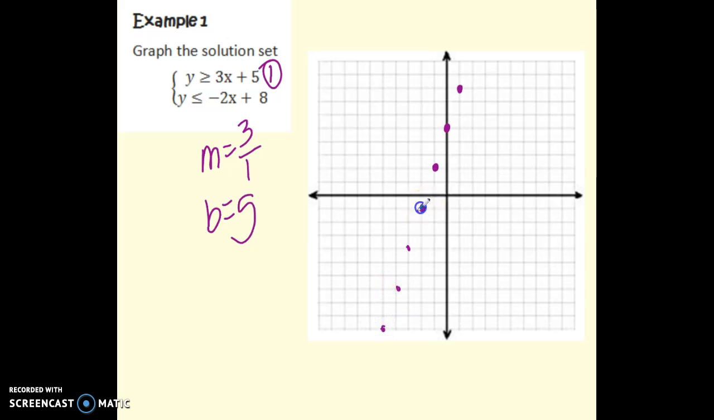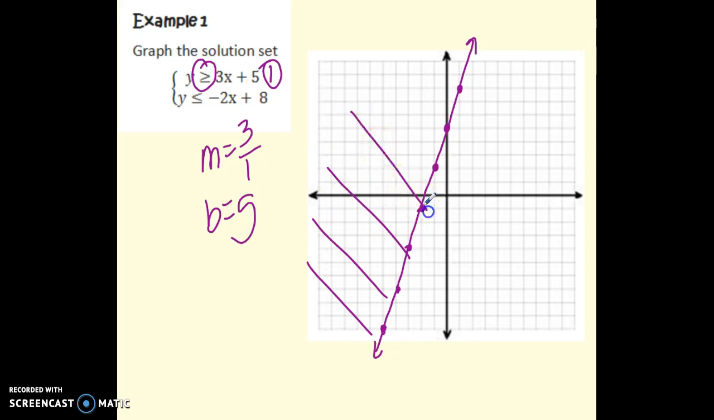And now don't just draw a solid line, because it's an inequality. So you need to look at the symbol. This says greater than or equal to. Or equal to means it's solid. Greater than, so which direction do we shade? Greater than is above, so we shade above the line. And we're going to remember to label it. Then we're going to go to the second one.